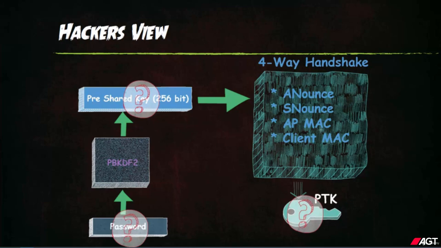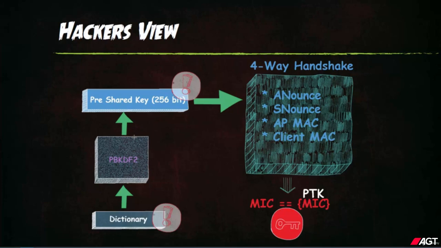The only thing a hacker knows is the four-way handshake, and in the four-way handshake, the hacker has the A nonce packet, S nonce packet, AP MAC address, and client MAC address. These are the four things a hacker can get easily. So now if a hacker tries to crack the WPA protocol, he can use a dictionary.